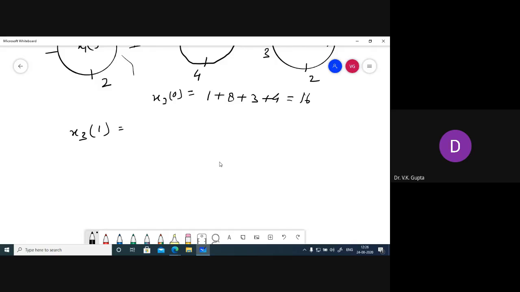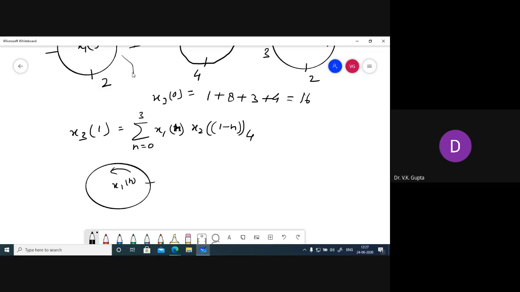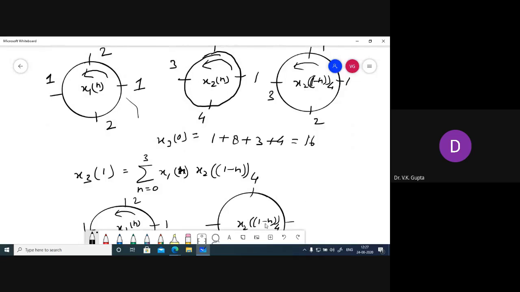x3(1). This is sigma n equal to 0 to 3, x1(n) x2 of (1 minus n) modulo 4, since m is equal to 1 here. x1(n) in the positive direction is 1 2 1 2, and the second will be x2 of (1 minus n) modulo 4, which means x2 of minus n is shifted by 1 unit.